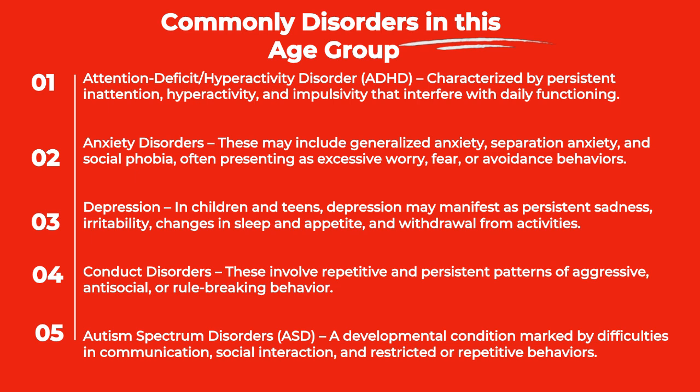Anxiety disorders. These may include generalized anxiety, separation anxiety, and social phobia, often presenting as excessive worry, fear, or avoidance behaviors. Depression. In children and teens, depression may manifest as persistent sadness, irritability, changes in sleep and appetite, and withdrawal from activities. Conduct disorders. These involve repetitive and persistent patterns of aggressive, antisocial, or rule-breaking behavior.